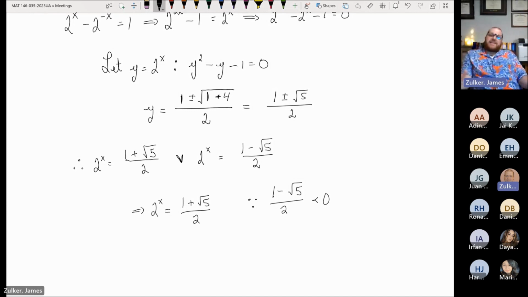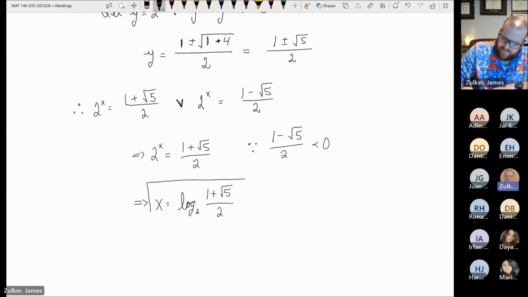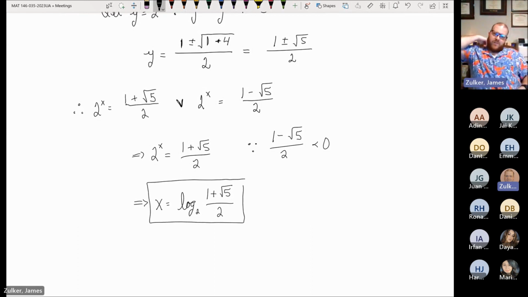Right? 2 to the x can never be negative. Right? So that's ruled out immediately. This means the only possibility we have is 2 to the x is 1 plus root 5 over 2. Which means that x is log base 2 of 1 plus root 5 over 2.